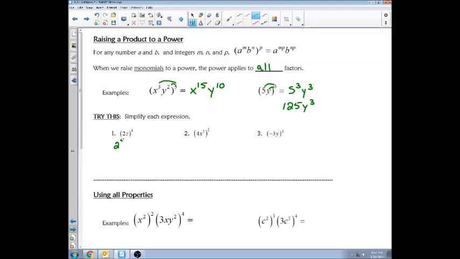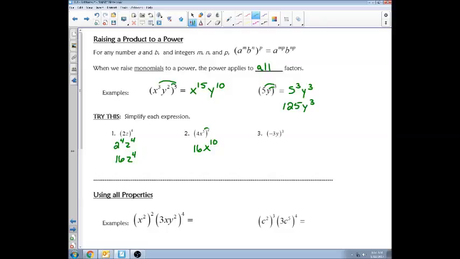It would be 2 raised to the fourth and z raised to the fourth. I do not want to leave 2 raised to the fourth as 2 raised to the fourth, so it'll be 16 z to the fourth. Here I'm going to have 4 raised to the second, which is 16. I have x to the 5th raised to the second, so I'm going to take the 5 times the 2, so my x would be raised to the 10th.